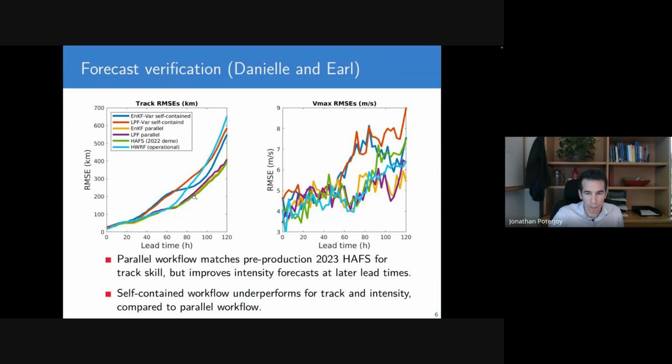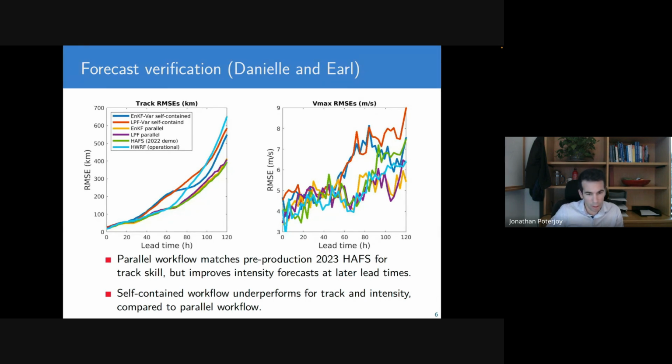And the first thing I want to note is for track forecast, all of our setups can do better than the operational H4 for track past, say, 80 hours or so. And for intensity, we really struggle with the self-contained workflow. Likewise, the self-contained workflow has larger errors than this parallel workflow for reasons that will become pretty obvious in the next slide.